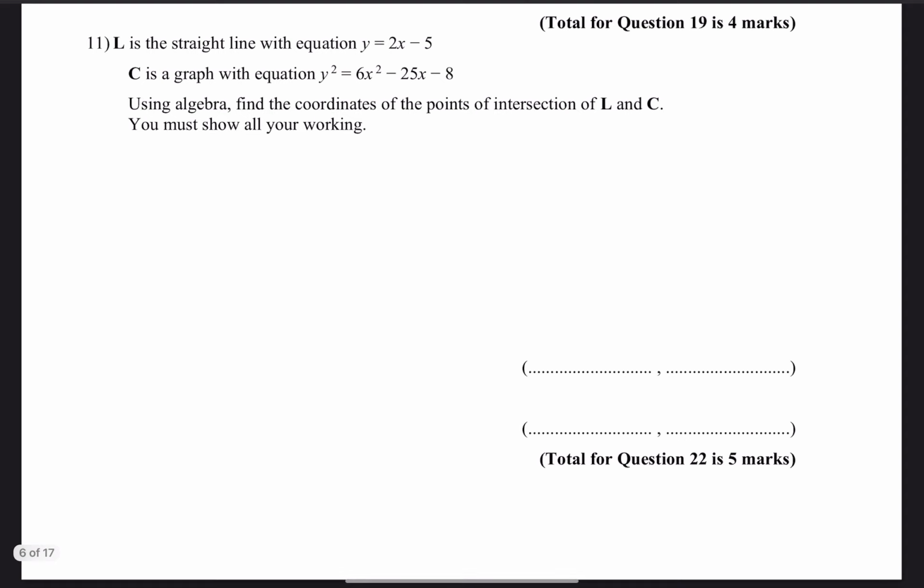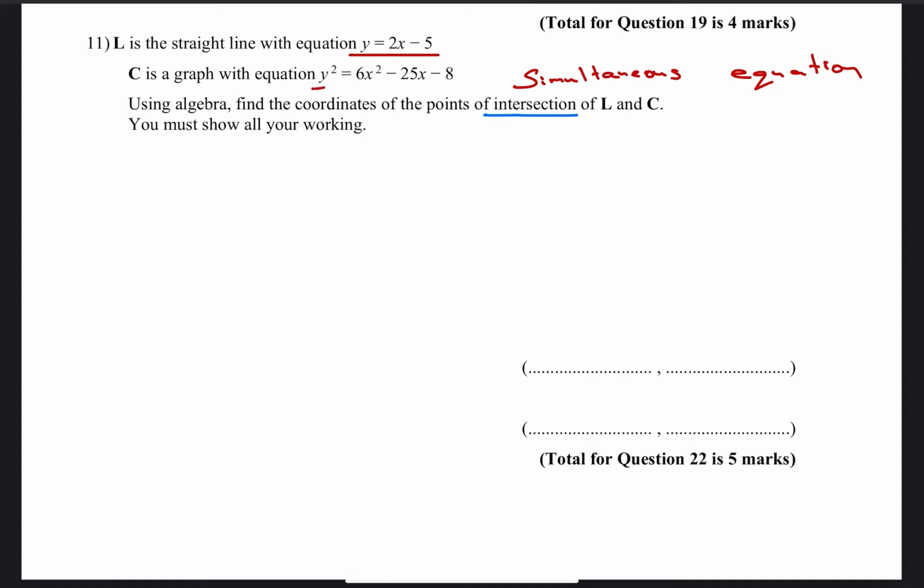A straight line is the equation. Okay, this is a graph with another one. Algebra to find intersection. Whenever you see this word intersection, it's always a simultaneous equation. This is a quadratic simultaneous equation. Remember how to do quadratic simultaneous equations. Normally you make y the subject and then substitute. y is already the subject here, and then you can substitute it in here.